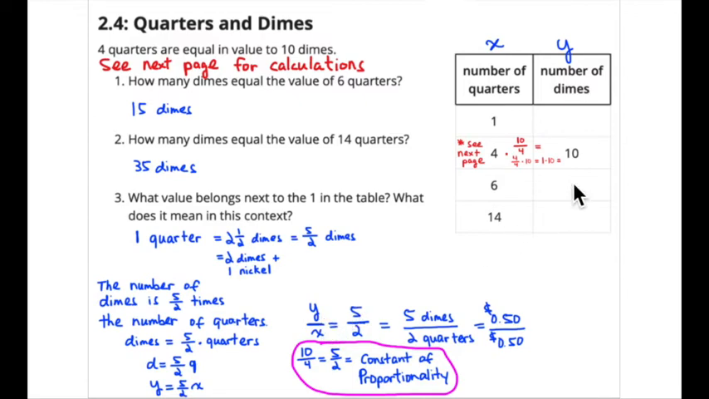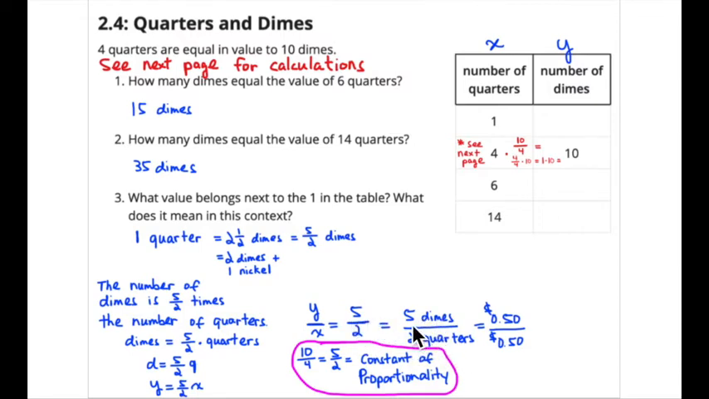And if the number of dimes is equal to 5/2 times the number of quarters, that means y over x, y divided by x, is going to equal 5/2. So y divided by x, y is the 5, x is the 2. So that's 5 dimes for every 2 quarters.